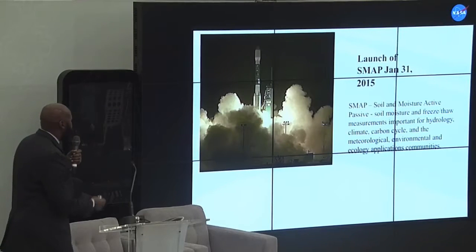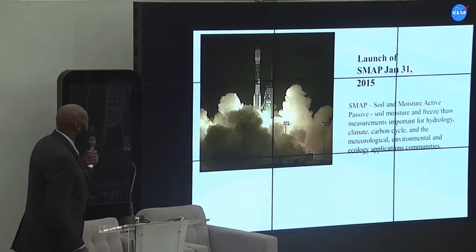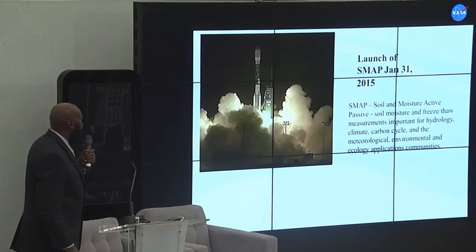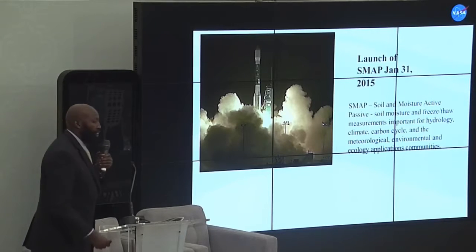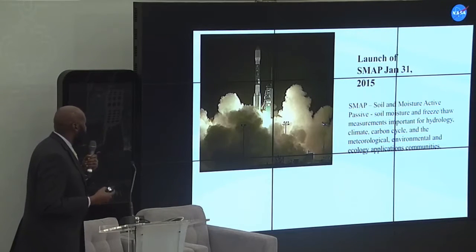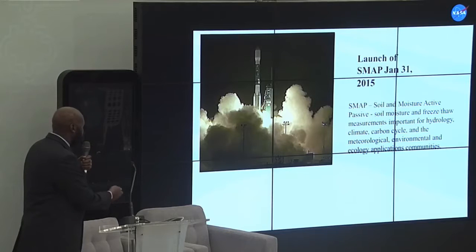The first one is SMAP. SMAP is the Soil Moisture Active Passive sensor. It measures soil moisture and freeze and thaw. These are important for hydrology, climate, the carbon cycle. This was launched on the 31st of January 2015.